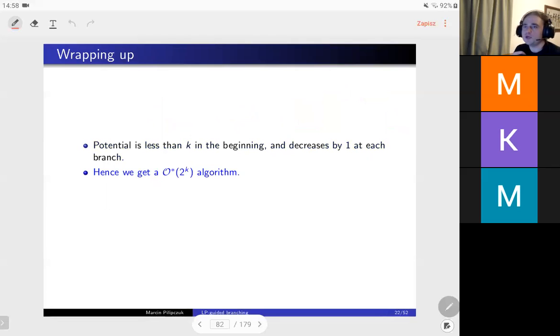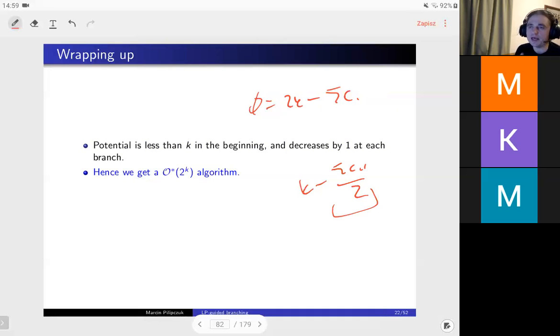And so we ended up with a 2 to the K algorithm for edge multiway cut. This is better than what we had previous time because we have got the potential phi, which was 2K minus sum of CIs. It starts with something at most K, and then every step it decreases by 1. You can also think of it as an excess, the sum of CIs over 2, because this is a 2-approximation. This excess starts at most K over 2 and decreases by half in every branch. So we have got a 2 to the K algorithm.